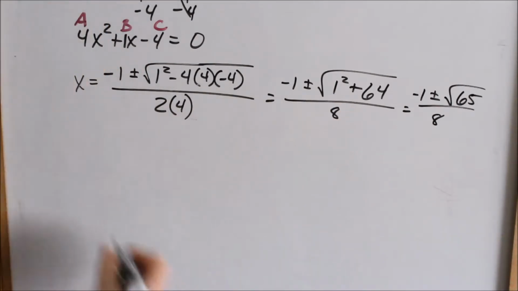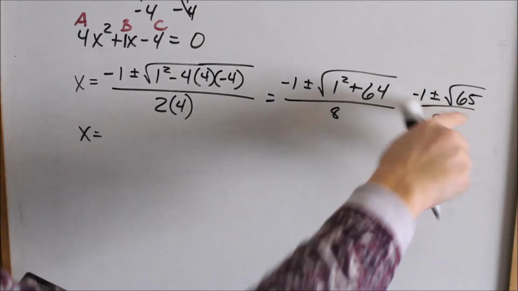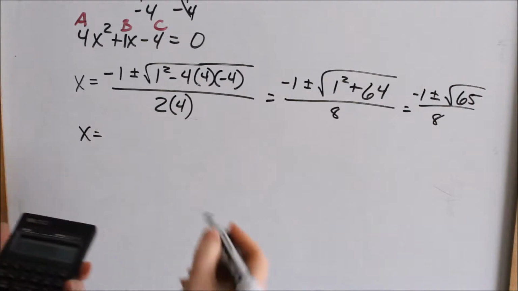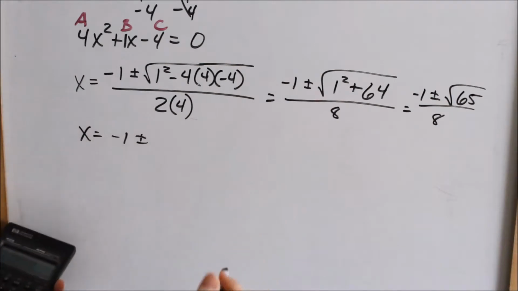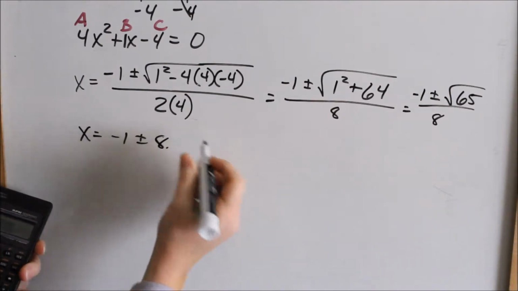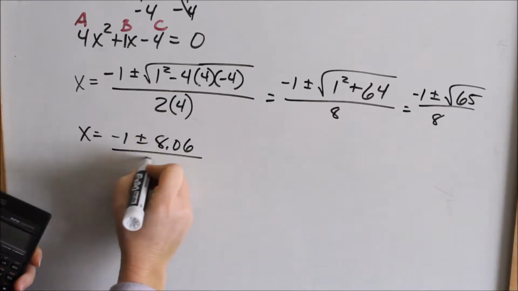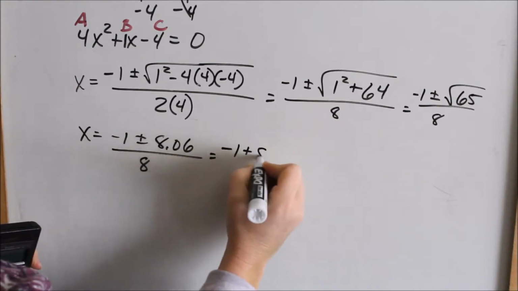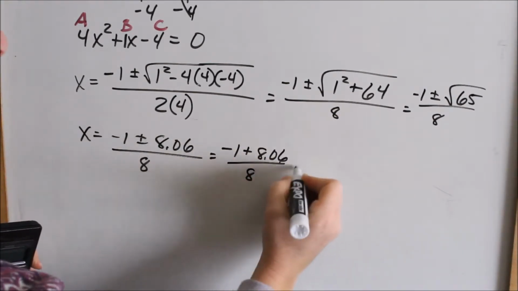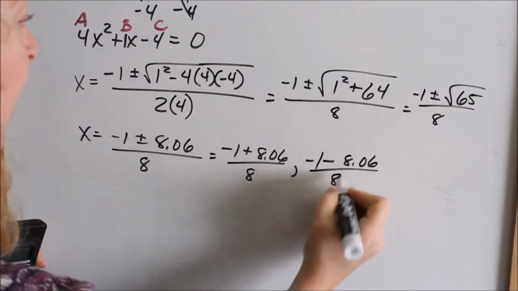Again, since the main thing is we're trying to find a coordinate on a graph, we're going to turn our radicals into decimals. So I'm going to turn the square root of 65 into a decimal. We're going to have negative 1 plus or minus the square root of 65, to 2 decimals, 8.06, all over 8. So what does this mean I have? I have negative 1 plus 8.06 over 8 and negative 1 minus 8.06 all over 8.